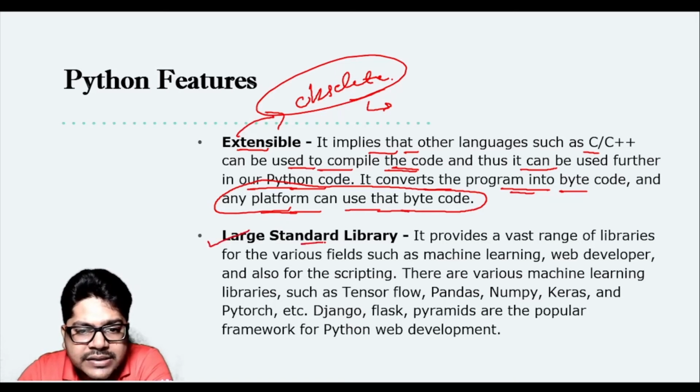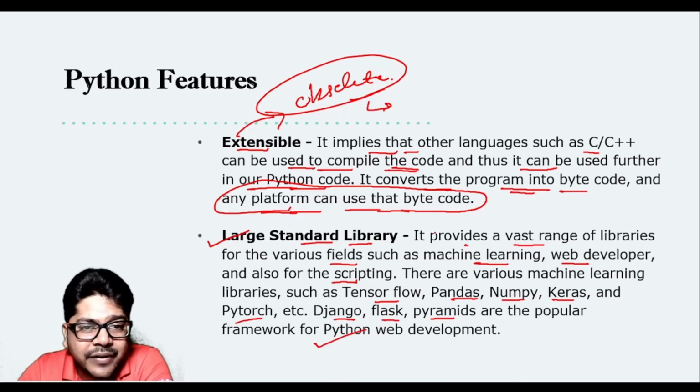Talking about the large standard library, it provides a vast range of libraries for various fields such as machine learning, web development, and also scripting. There are various machine learning libraries such as TensorFlow, Pandas, NumPy, Keras, PyTorch, etc. Django, you must have heard this word, Flask, and Pyramid are the popular frameworks for Python web development. It makes your task very easy, and you can make a beautiful website, Python web applications, with Python.